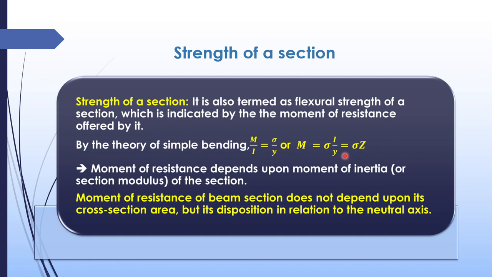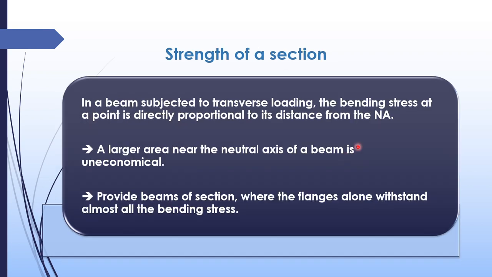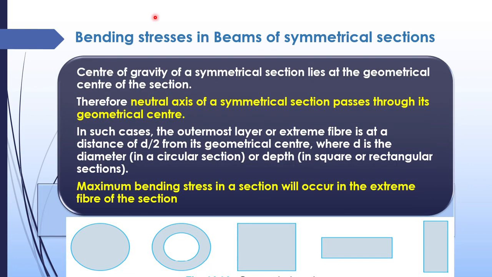So our beam should be economical as well as strong enough. So, for making that strong and economical both, we have to provide the material maximum at that point. That is, normally I section is what we consider. Providing beams of sections where the flanges alone withstand almost all the bending stresses. So we consider a section like I. With a thin section at the center and more material at y distance, I sections are the most economical sections, we can say.